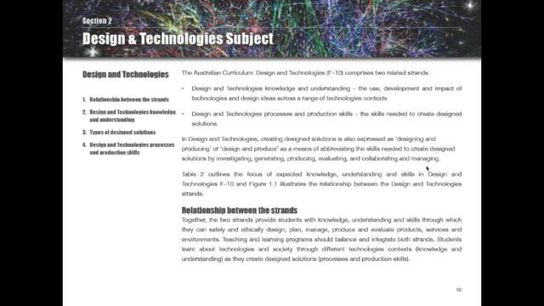So, as we know, there are two strands. The first strand is knowledge and understanding, and the second strand is processes and production skills. But in the main, we interweave these to a large extent in all of our learning activities. Knowledge and understanding is the use, development and impact of technologies and design ideas across a range of technologies contexts. So really it's the theory. And then we have the processes and production skills, which is the design processes that students go through to create solutions.